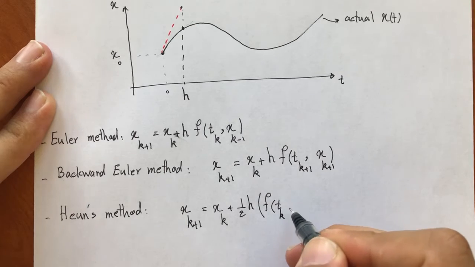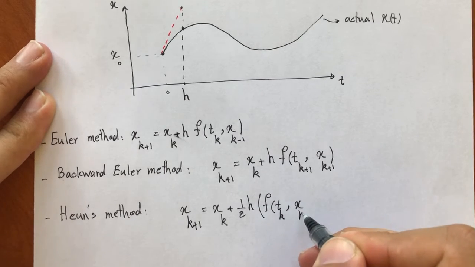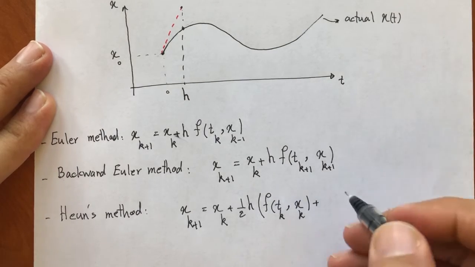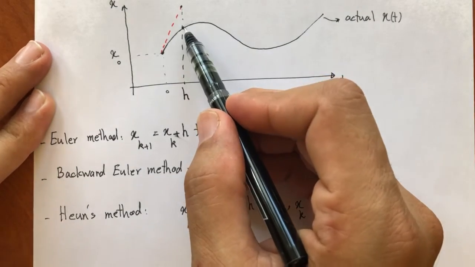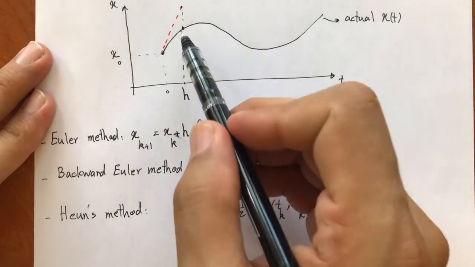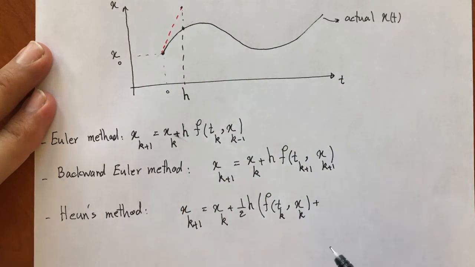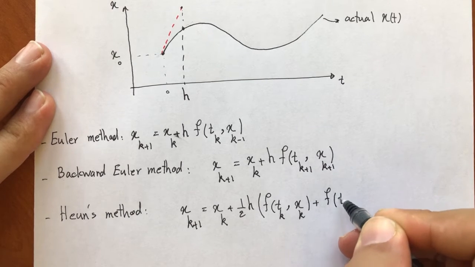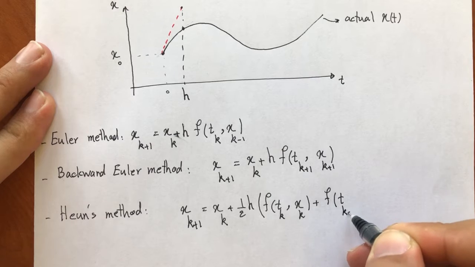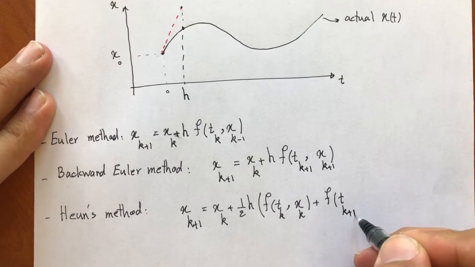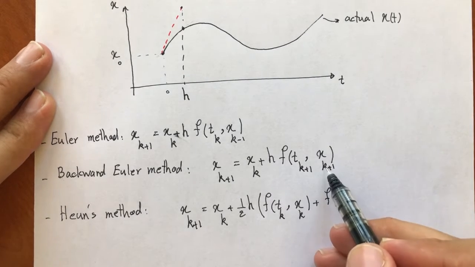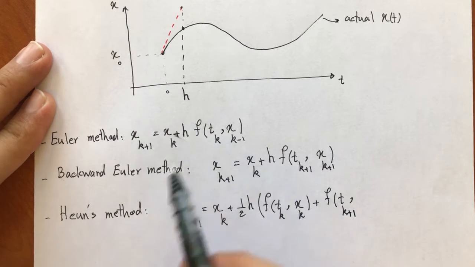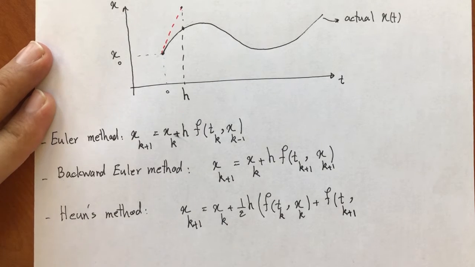f at tk and xk, which we already have, plus the slope at the other point. However, we don't know what x is in the next iteration, and because of that, we do this. We say f at tk plus 1, where we know the time. And because we don't know xk plus 1, we use an estimation of it, which we can find just using the forward Euler method.